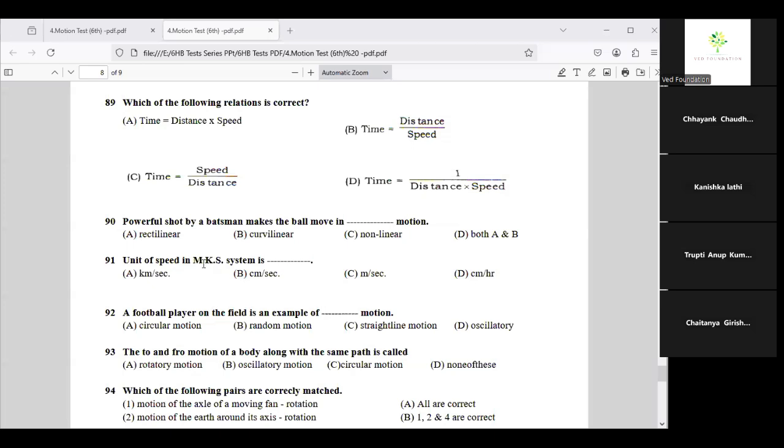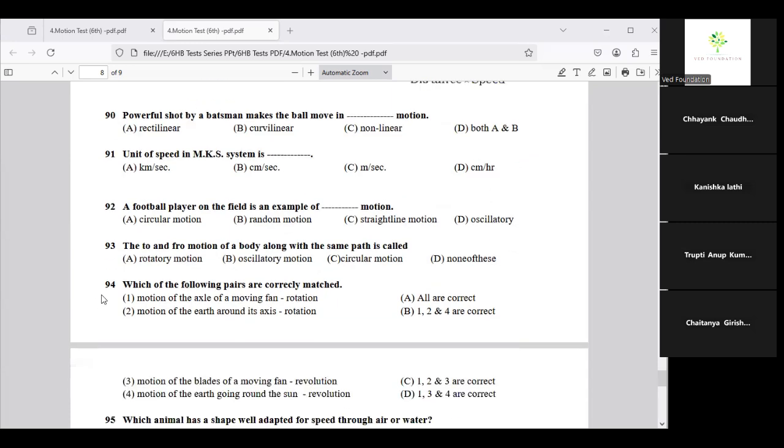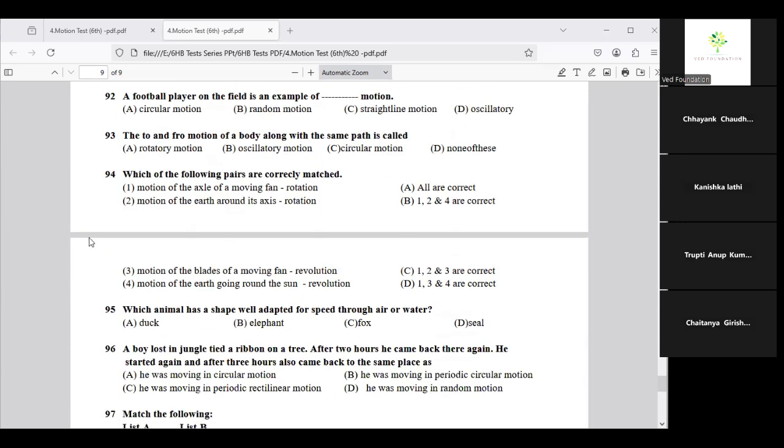91. Unit of speed in MKS system is meter per second. C option correct. 92. A football player on the field is an example of random motion. Motion of football player is random motion. B option correct. 93. The to and fro motion of a body along the same path is called oscillatory motion. This is the definition of oscillatory motion. Option B is correct.